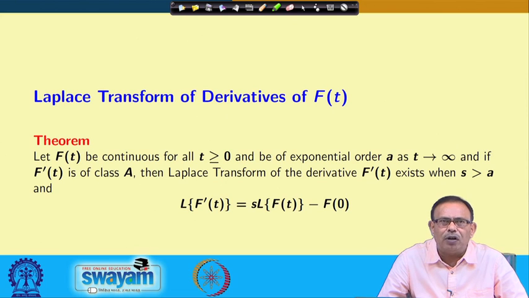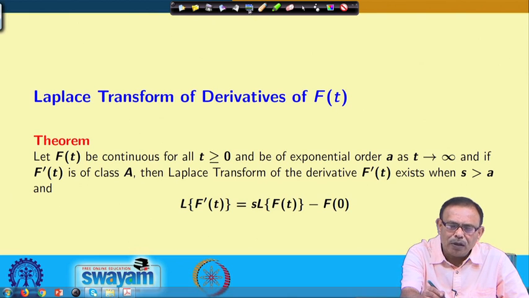So note that f t is continuous and is of exponential order a as t approaches infinity, and the first derivative of the function f t, that is f dash t, is of class A, that is piecewise continuous and of exponential order. Then Laplace transform of the derivative of f, that is f dash t, exists when s greater than a, and we can say that Laplace transform of f dash t equals s into Laplace transform of f t minus f 0. So please note, Laplace transform of derivative of a function is equal to s into Laplace transform of f t minus f 0. Let us see the proof of this one.